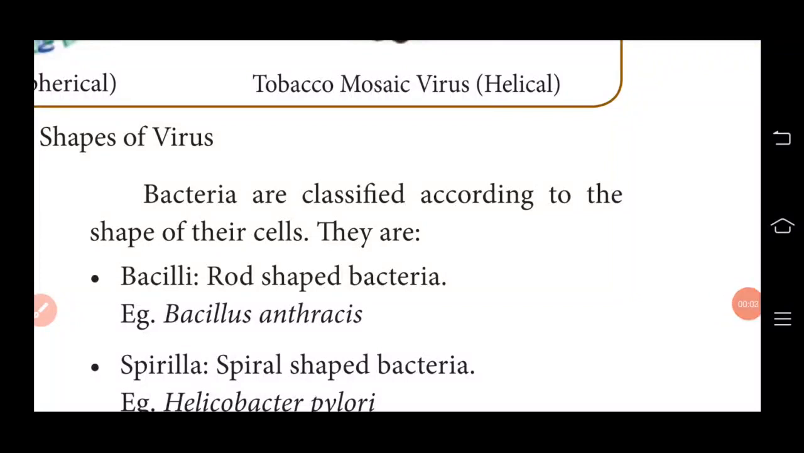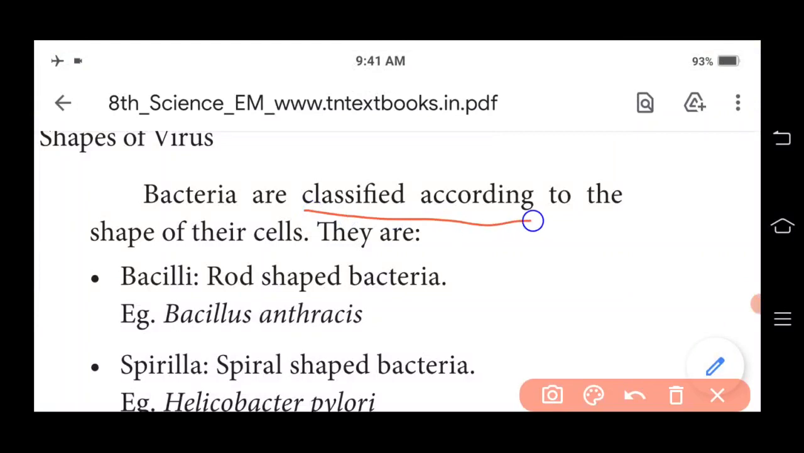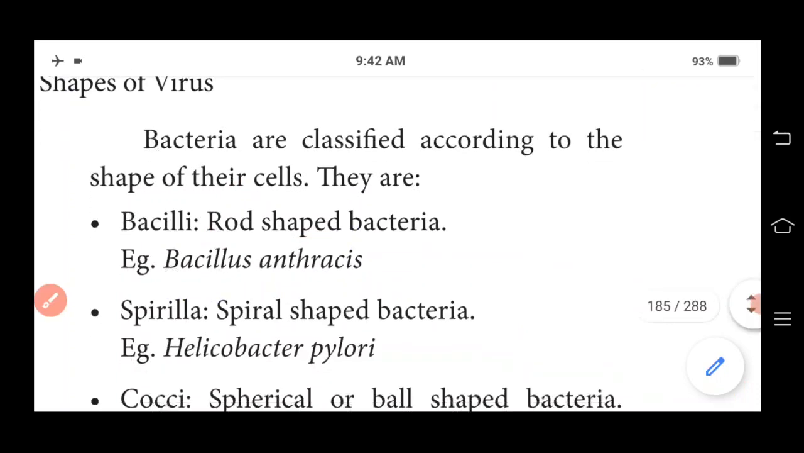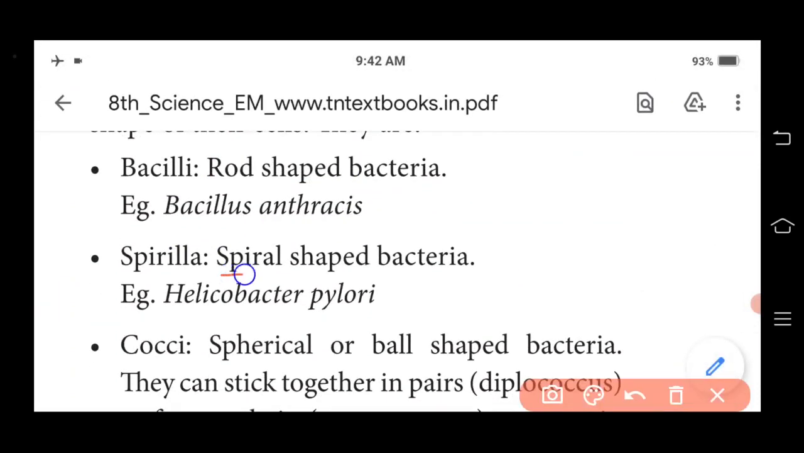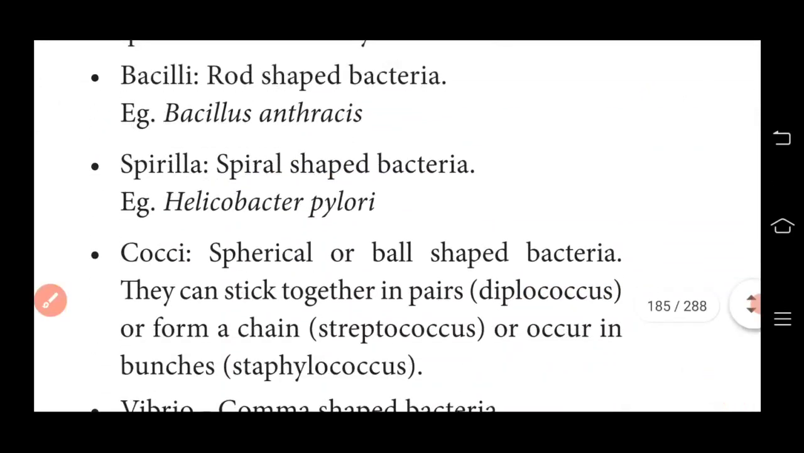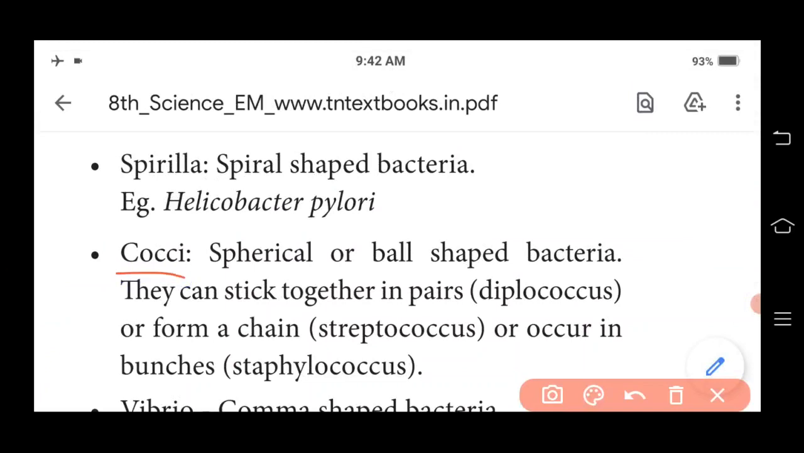Classification of bacteria. Students, bacteria are classified according to the shapes of their cells. They are bacilli, which are rod-shaped bacteria. Example, Bacillus anthracis. And then spirilla, spiral-shaped bacteria. Example, Helicobacter pylori. And then the third one is cocci, spherical or ball-shaped bacteria.